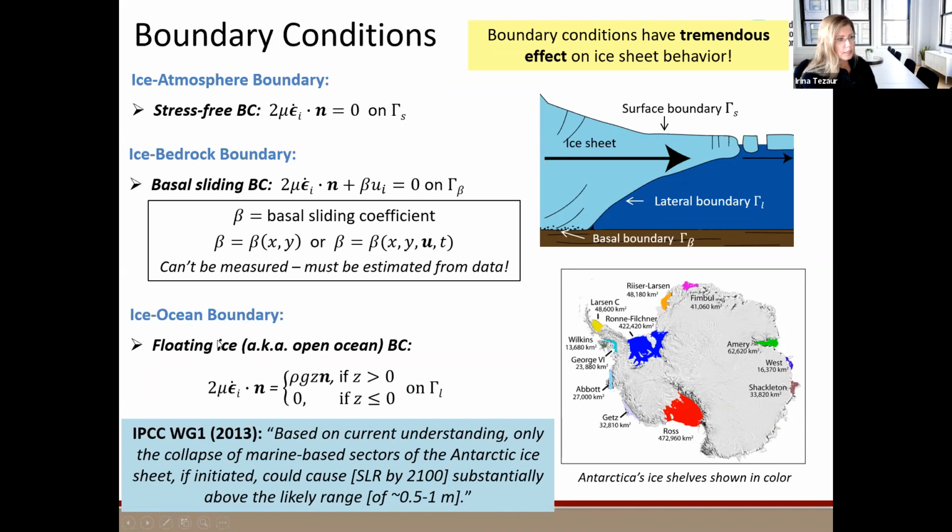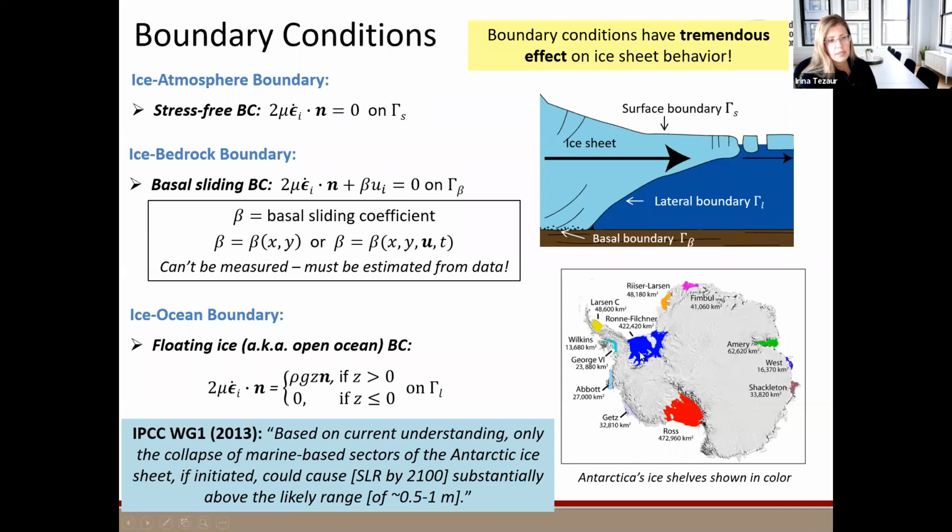And then the last piece here is the ice ocean boundary. This is where we have the floating ice or the open ocean boundary condition. This is setting normal strains on the ice equal to the hydrostatic pressure exerted on the ice by the surrounding ocean. And this is important because it defines what are called ice shelves. Ice shelves are something that you see for Antarctica, not so much Greenland. Antarctica has a lot of these ice shelves and they're shown in these different colors. You may have heard about some of these because they make the news periodically, the Ross ice shelf, for instance, which is quite big, the biggest one actually. These are extensions of the land ice that just have ocean underneath, but they're connected to the interior ice.